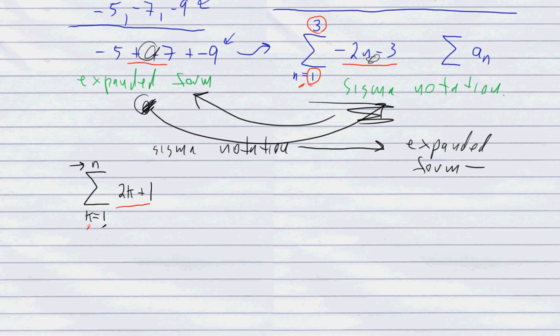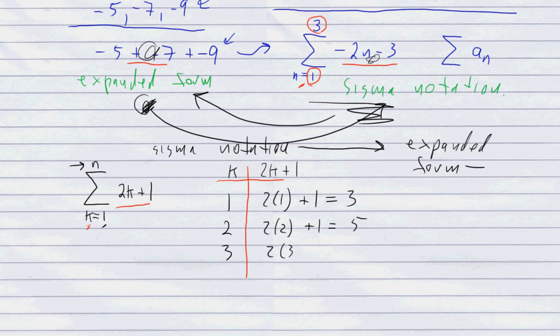So I'm going to make a t-table here, just like that, and we're going to generate, say, the first 3 to get an idea of what this is. So here's k. K is 1, so this is 2k plus 1. 2 times 1 plus 1 is equal to 3. Second term, 2 times 2 plus 1, that's 5. Third term, 2 times 3 plus 1, that's 7.